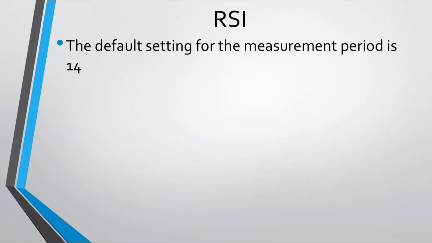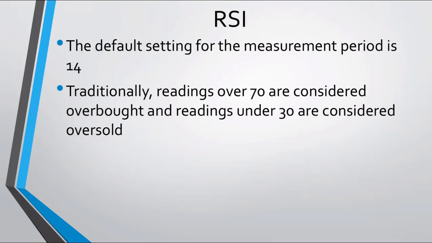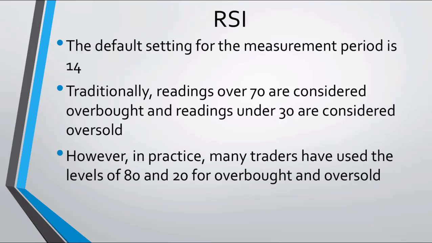Now, the default setting for the measurement period is 14. It's pretty much how every charting platform that comes with RSI is set up. It's also what J. Wells Wilder recommended. Now, traditionally, his recommendations also were readings over 70 are considered overbought and readings under 30 are considered oversold. So you're going to draw those lines also on the indicator so you can see when the RSI is either over 70 or under 30.